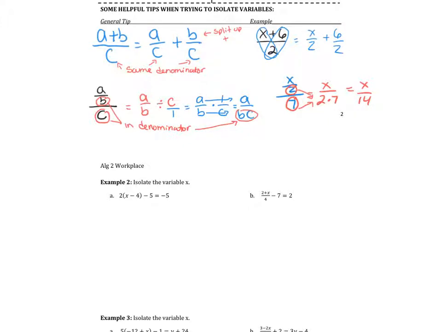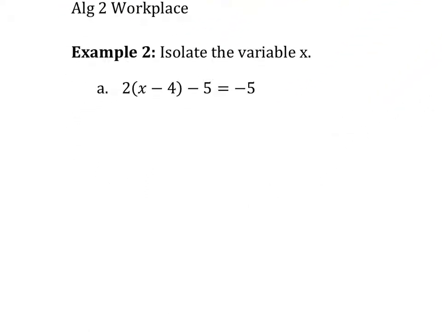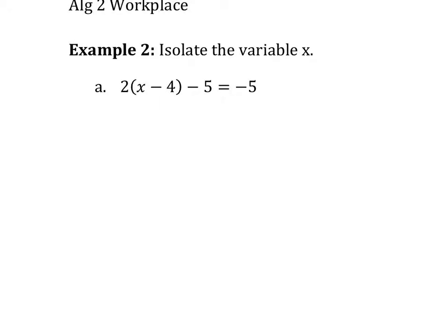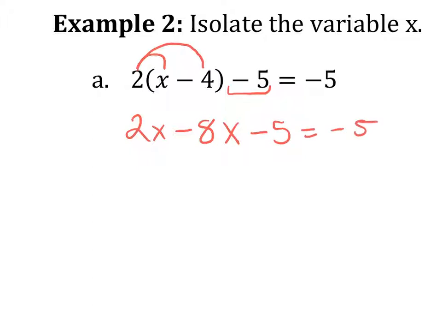All right, so let's go on to the next page. So remember, we can start by distributing, so we don't have to worry about those parentheses anymore. So we have 2 times (x minus 4), so this 2 will get multiplied by the x, and it will get multiplied by the minus 4, so we'll have 2x minus 8, and then we still have our minus 5 at the end, equals negative 5.